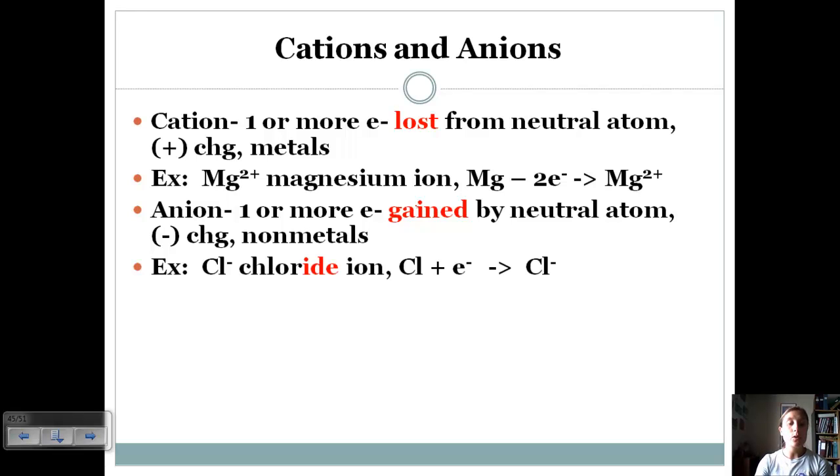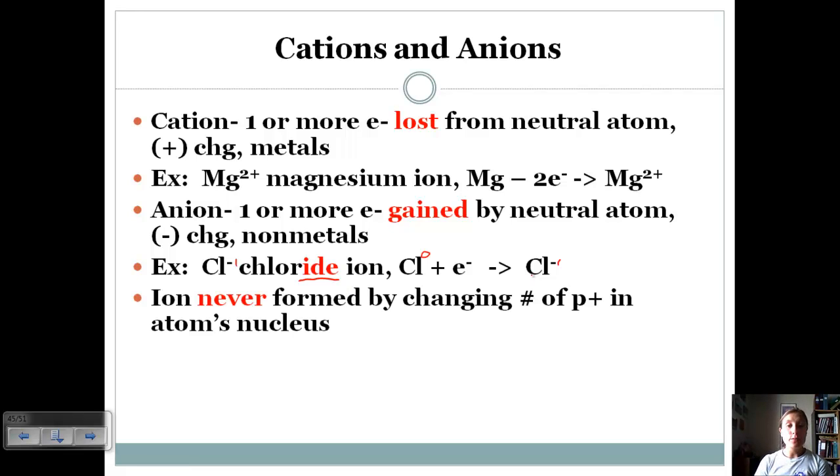So for example, if we take chlorine, Cl-1 is now the chloride ion. Whereas with cations, it's just the element name, with anions, we change the ending to -ide. So chloride ion, not chlorine ion. So here's our neutral chlorine atom plus an electron, and now we're producing the chloride ion, which is Cl-1.